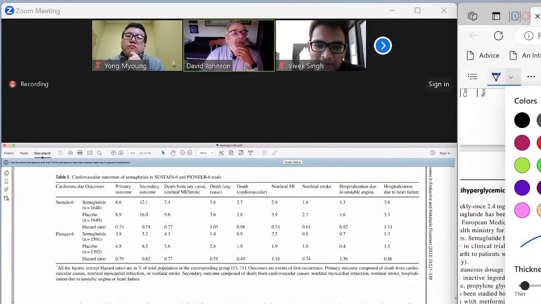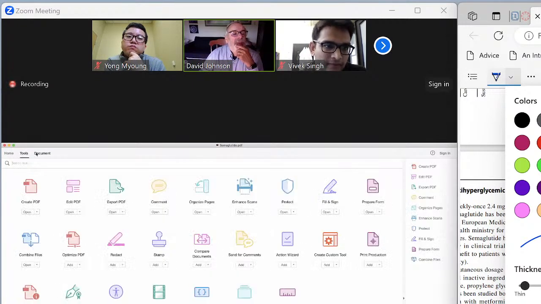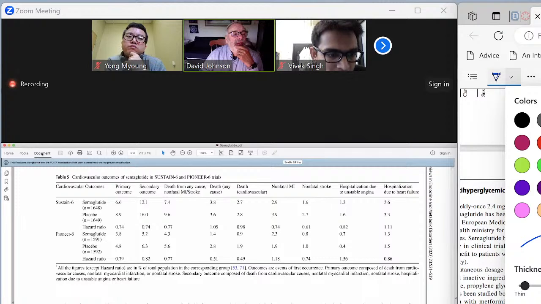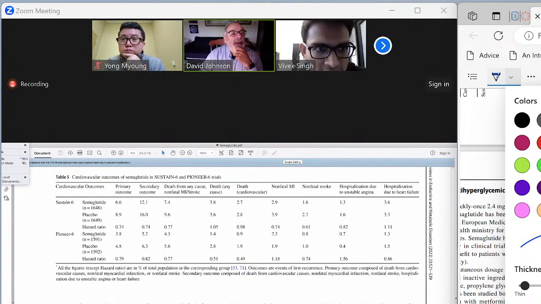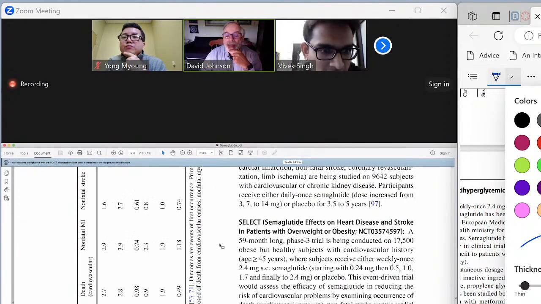Let's see if I can rotate this back. Whoops. I'm having trouble trying to figure out how to rotate this back. How did that happen here? Let's see. Rotate counterclockwise. There we go. Okay.